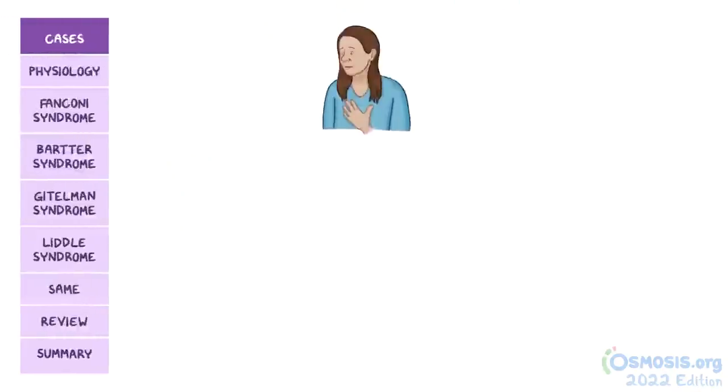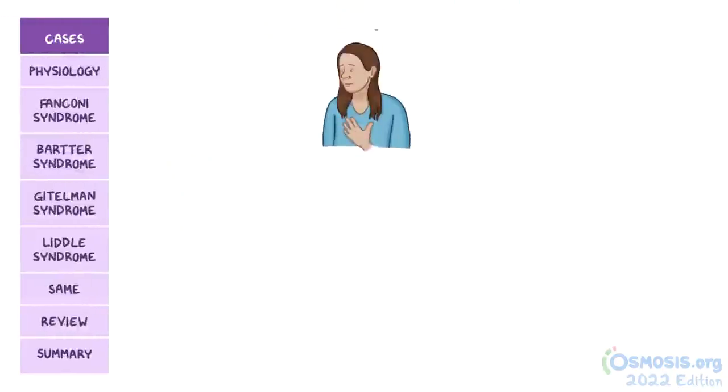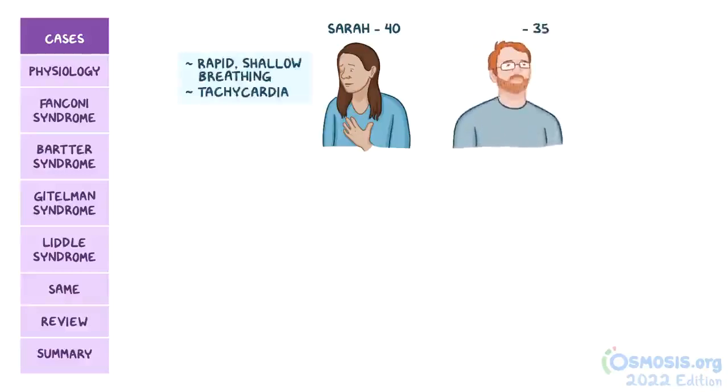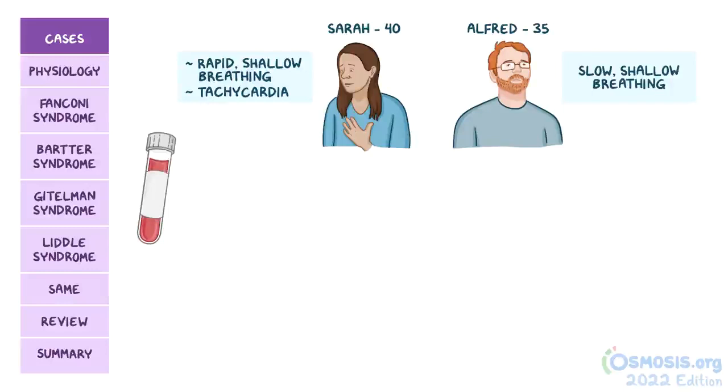In the emergency department, 2 people came in. One of them is 40-year-old Sarah, who came in with rapid, shallow breathing and tachycardia. The other one is 35-year-old Alfred, who came in with slow and shallow breathing. An arterial blood gas was taken, along with electrolytes.